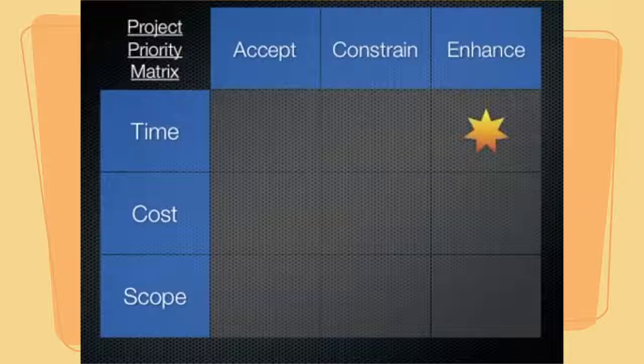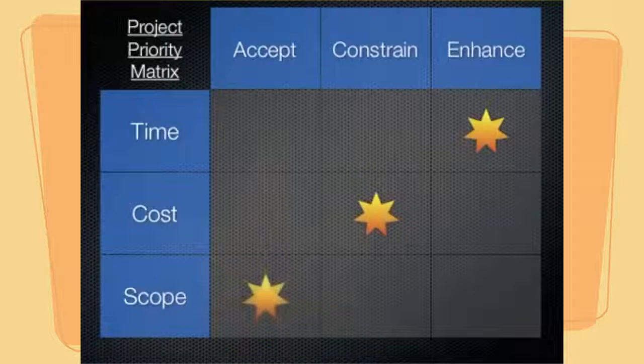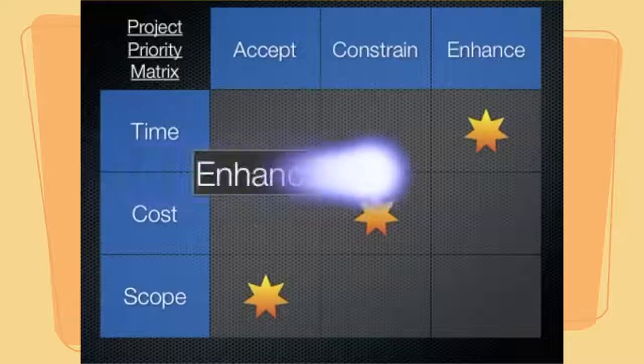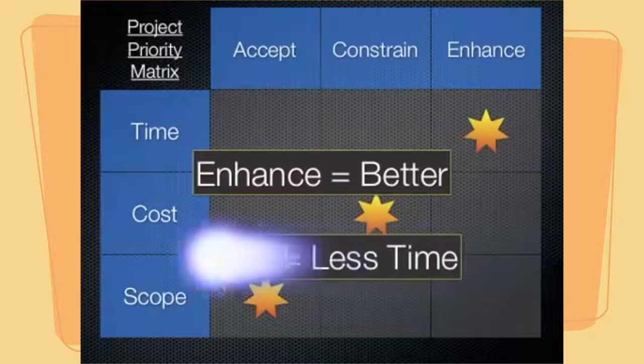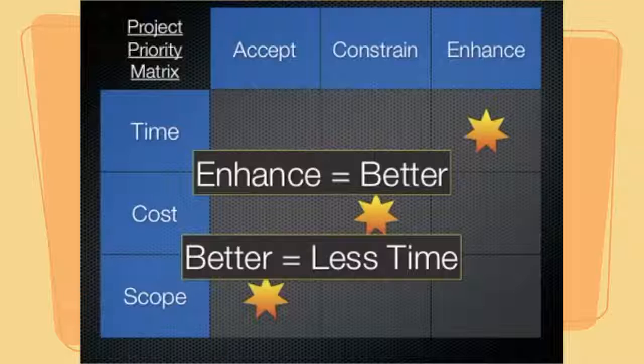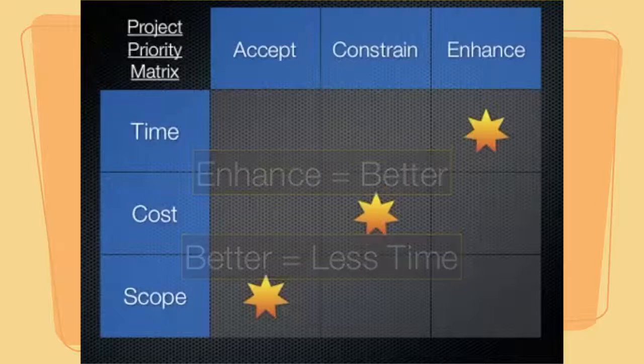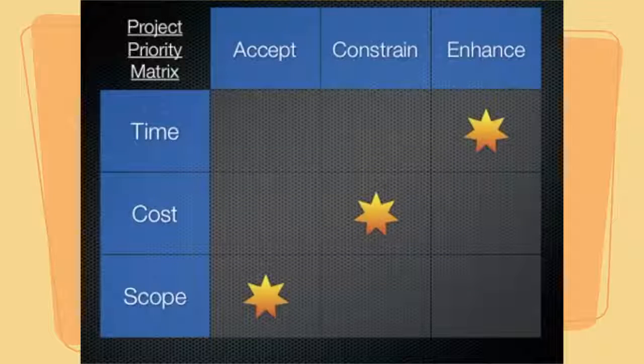Let's look at one other example here where we're going to enhance time, we're going to constrain costs, and we're going to accept changes in the scope. Once again, we are using this word enhance to mean make something better. So in this case with time, we consider that a project has enhanced time if the project is done in less time. So in this particular example, we are constraining the costs. We are willing to accept changes in the scope if it means that we can actually get the project done a little bit earlier.